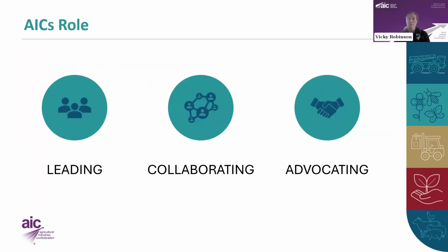And not forgetting the role of AIC as your trade association, a role that encompasses leadership, collaboration, and advocacy. And I'd like to focus in on the collaboration piece for a second. This action plan is part of the food system picture, and it represents the vital role our members provide to a resilient food system, both pre and post-farm gate.